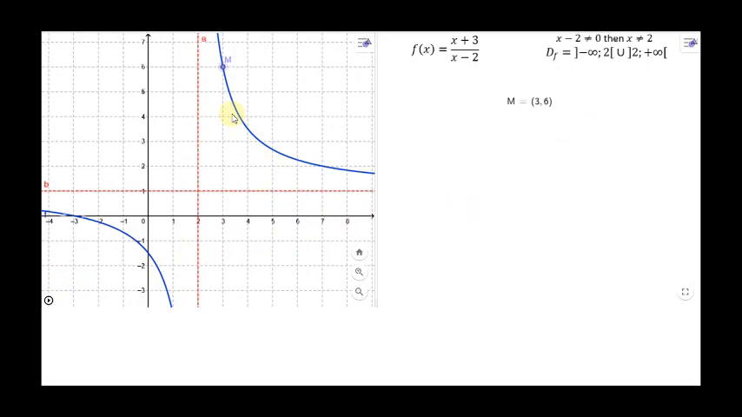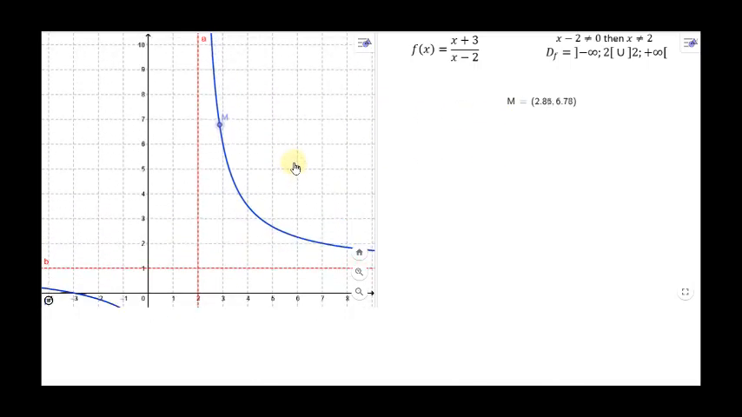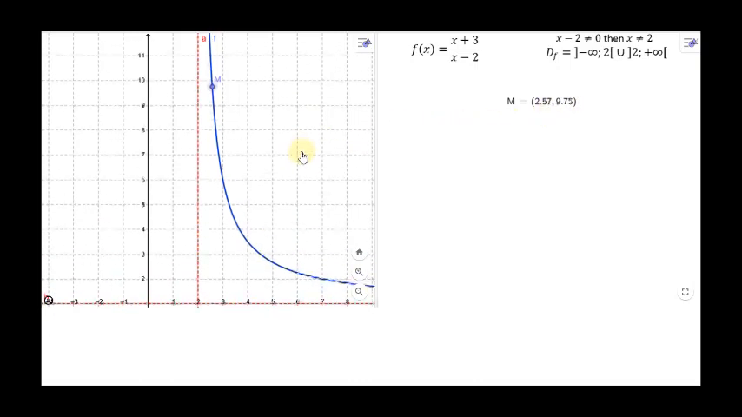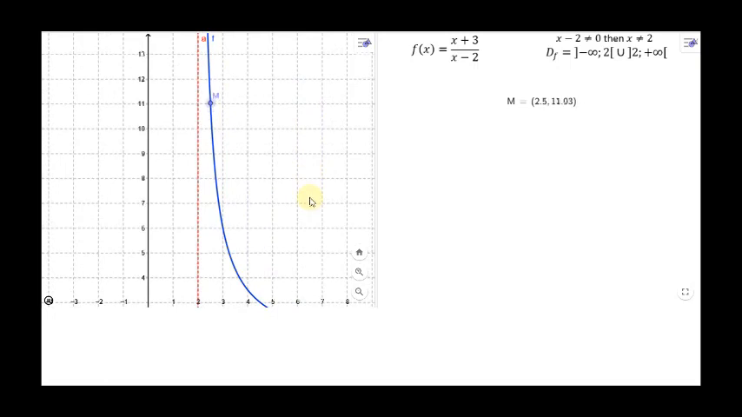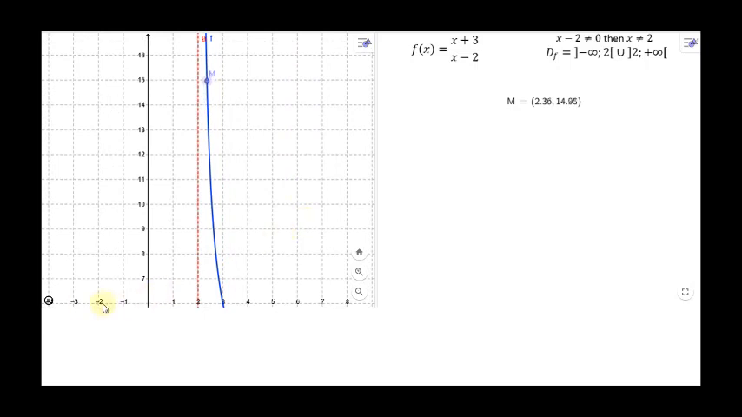Now let us see it from the other side. Suppose that point M is here and it has coordinates (3, 6). Let us see what will happen if x of M approaches 2 from the right. What will happen to the y of M? Please look at the coordinates of point M. And notice that x of M is approaching 2 from the right, 2.7276. And look at y of point M. So we can say it as a limit: as x of M approaches 2 from the right, y of M is tending to plus infinity.